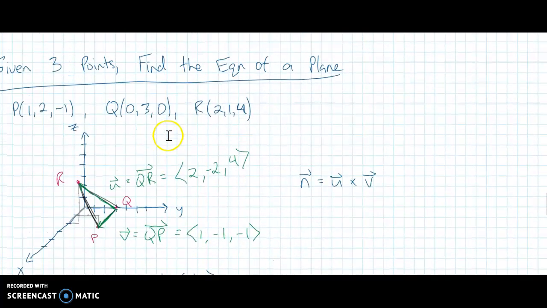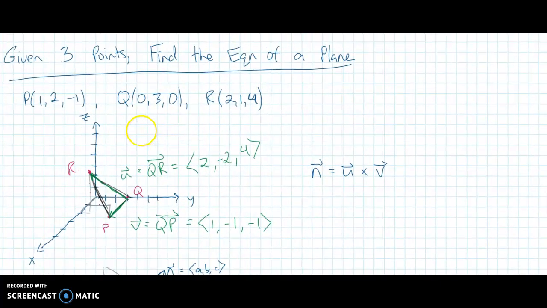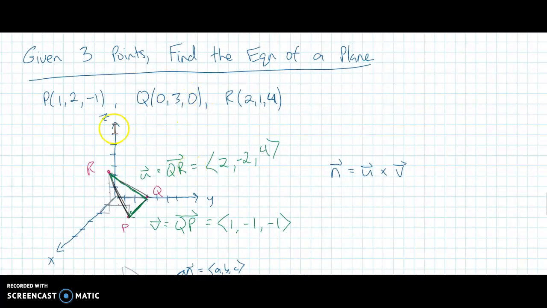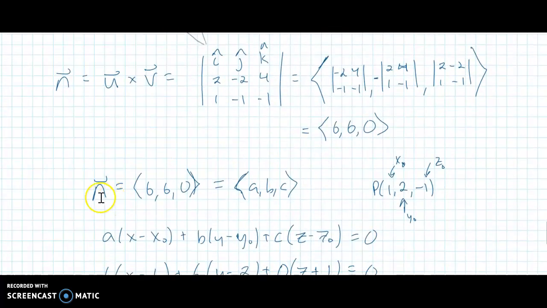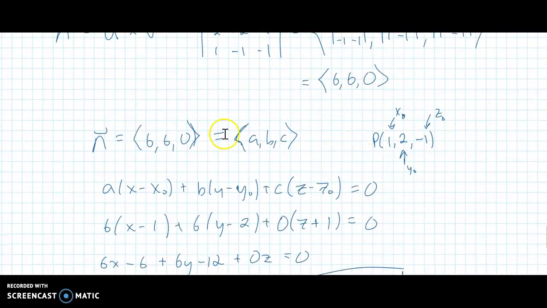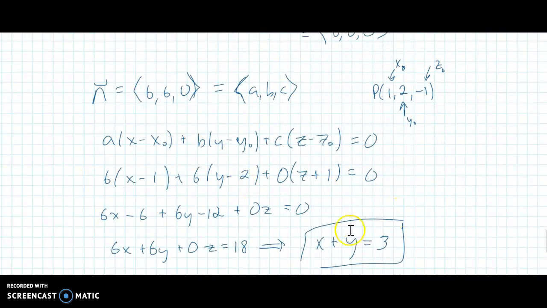Anyway, hopefully you see how to find an equation of a plane given 3 points. What do I do? I create 2 vectors. You can call them whatever you want. I cross product them like this. That gives me my normal vector. And then I take that and plug it into the formula, or you can think about it as I dot this with the x minus x naught, y minus y naught, z minus z naught. And I get this.